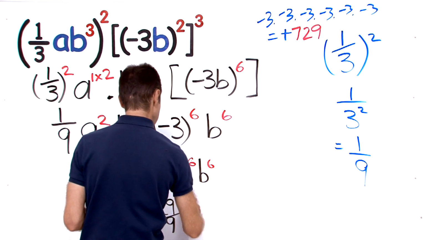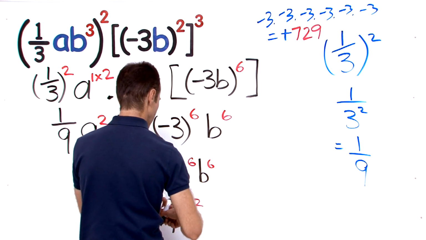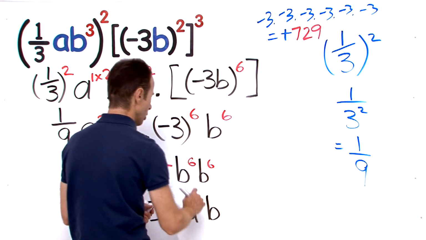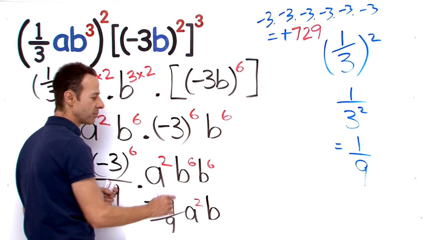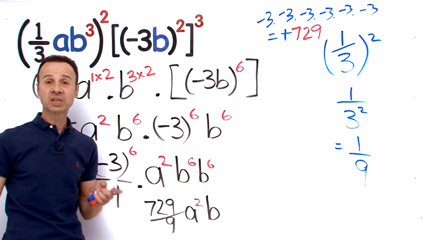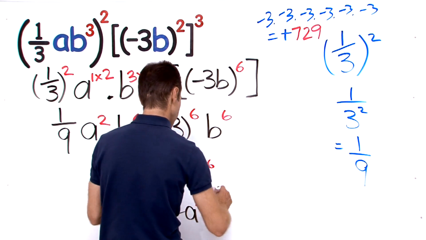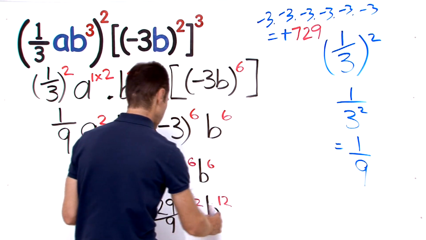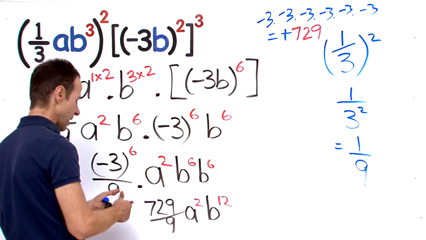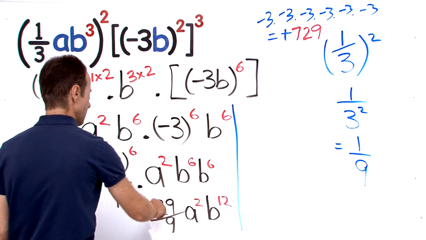And then we've got A squared multiplied by B to the 6 times B to the 6. Well, what do you do here? We've got the same base, B and B, and the exponents are 6 and 6, so we add them together. 6 plus 6 is 12, so that's going to be B to the power of 12. Now, can we further simplify that? Yes, we can. Let's bring that over here.